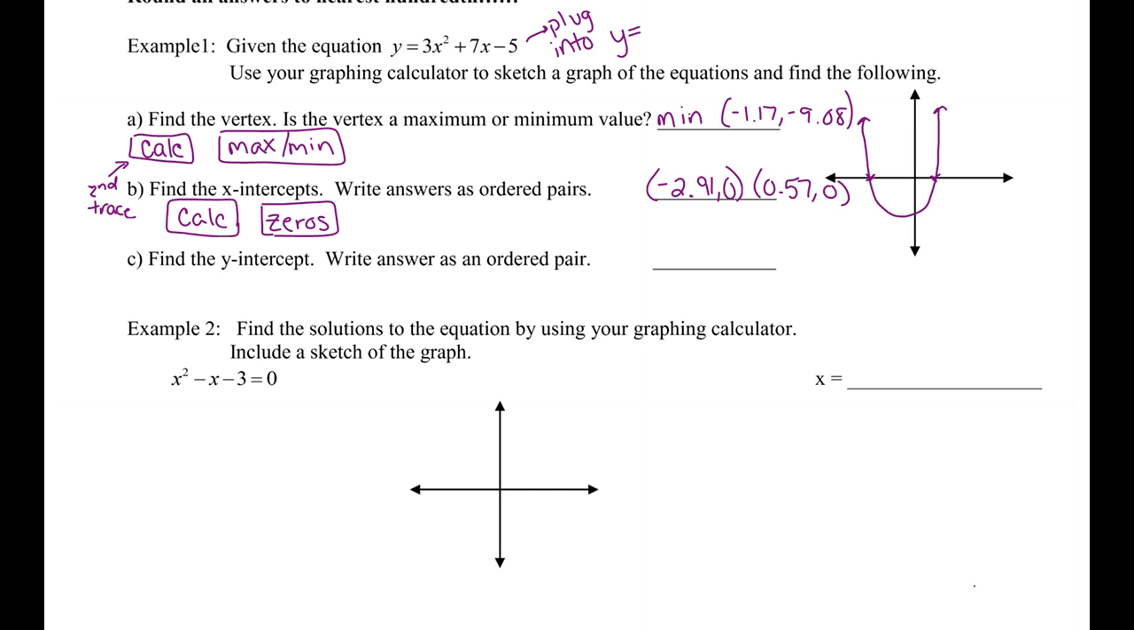The last thing it wants us to find for this problem is the y-intercept. So we're going to go back into calculate. And this time we're going to select value. When you hit enter at the bottom of your screen, you should see an x equals pop up. Because I'm trying to find the y-intercept, that means the x value is always equal to 0. So if I take x equals 0, hit enter, it should tell me that my ordered pair is 0, -5.